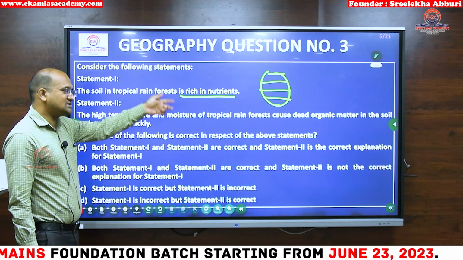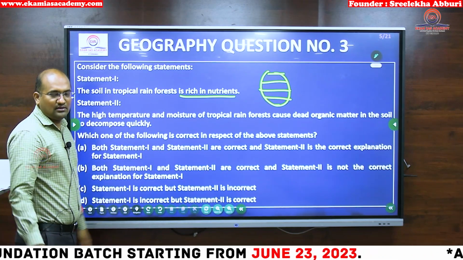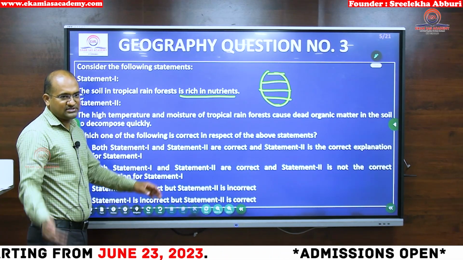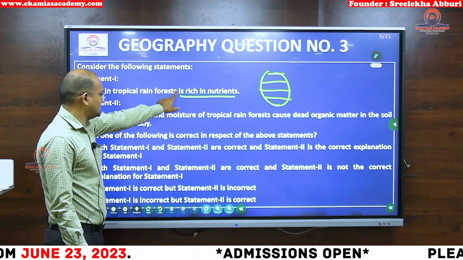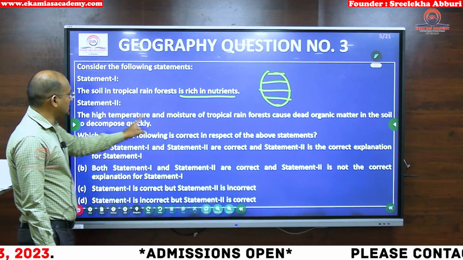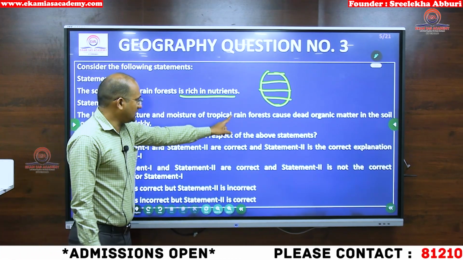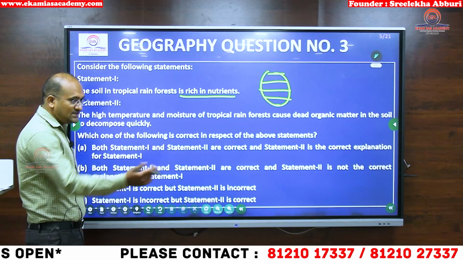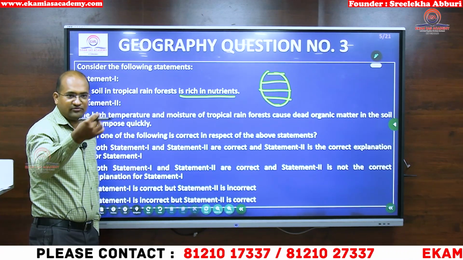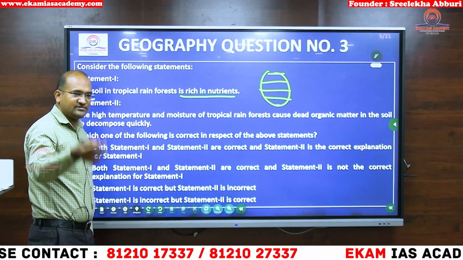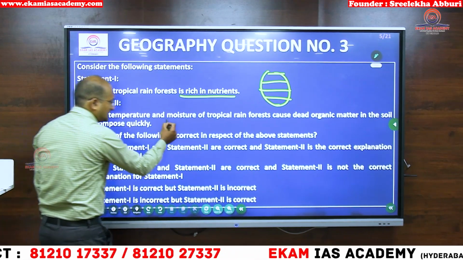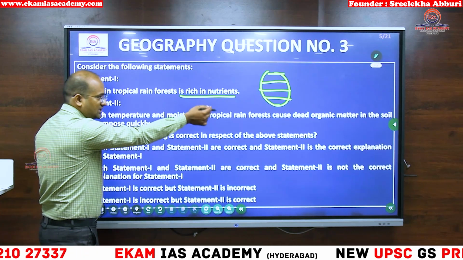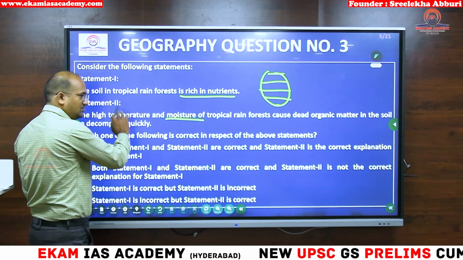Okay. Tropical rainforests are very green, and once they are green, there will be shedding of leaves and a lot of microorganisms, a lot of animals, vegetation and fauna, fauna and flora will be there. So, this is true. The high temperature and moisture of tropical rainforests cause dead organic matter in the soil to decompose quickly. Yes. Why they are rich? Because there is a lot of vegetation, shedding of leaves, there will be a lot of moisture because of rainfall. So, moisture, there is organic matter, then obviously dead organic matter will be decomposed, and the soils will become fertile.